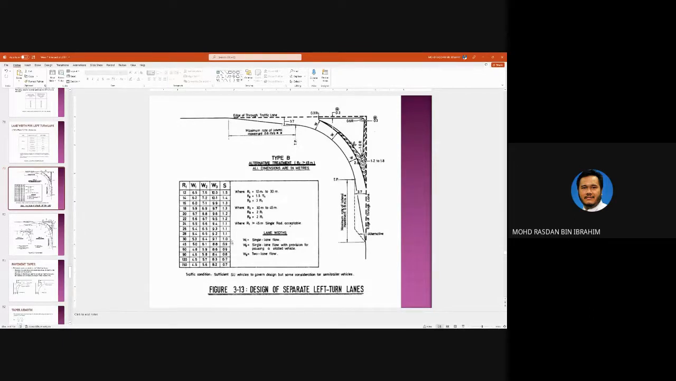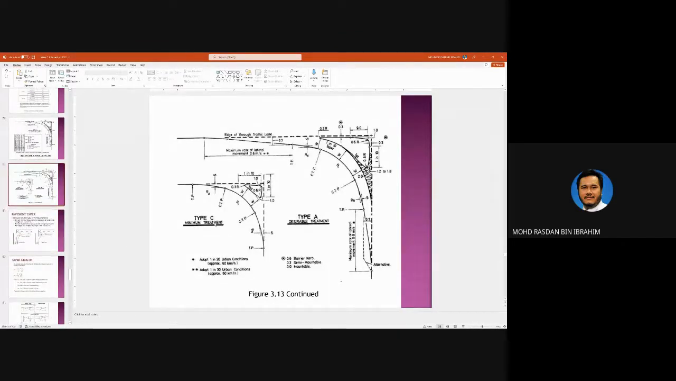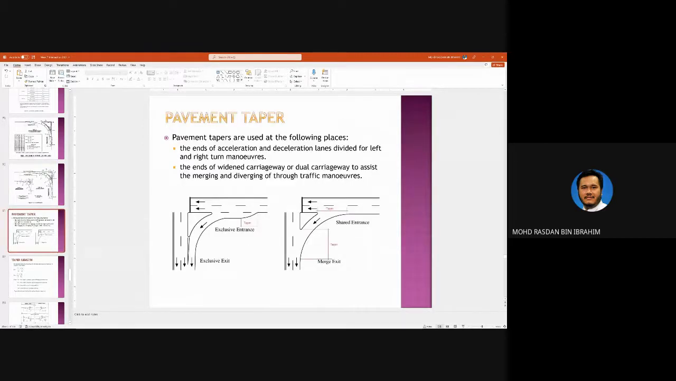Okay. So this is what we call a taper. There is no extra lane here. It's just a taper from this point to this point. So this is the minimum treatment, and this is the desirable treatment. Type A. Okay. Let's go into taper.